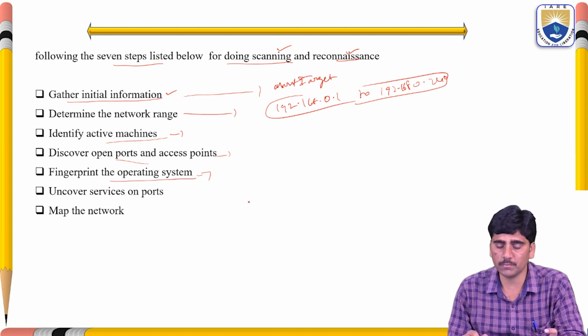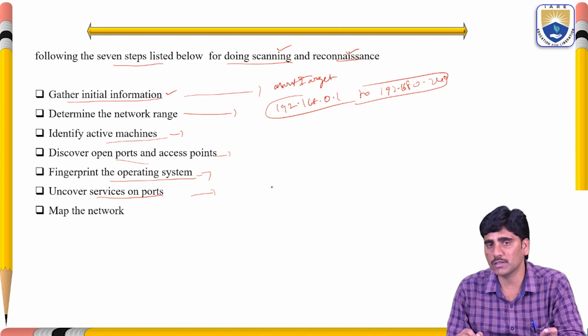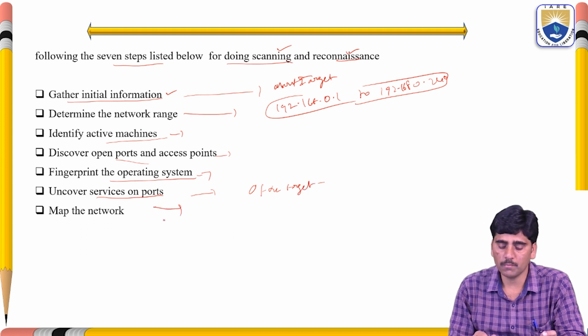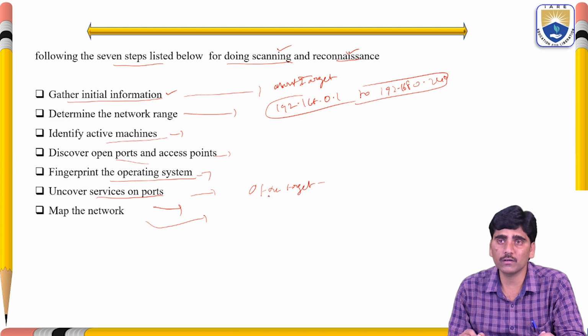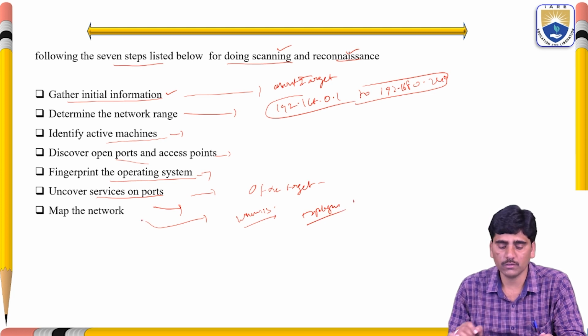Fingerprint the operating system means you are indirectly touching the operating system to get the kernel details, system details, service details and everything. Then uncover services on ports: what are the services on open ports, and what are the closed ports of the target system? And map the network topologies, that is, what network topology is being used in the organization. We are going to understand the network topology of the organization or target.